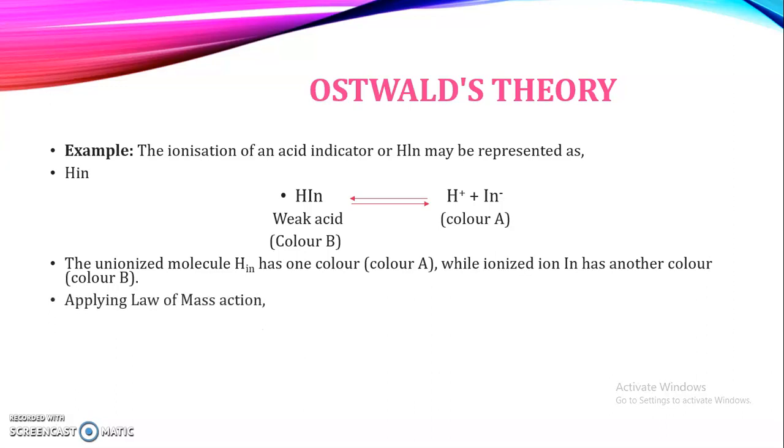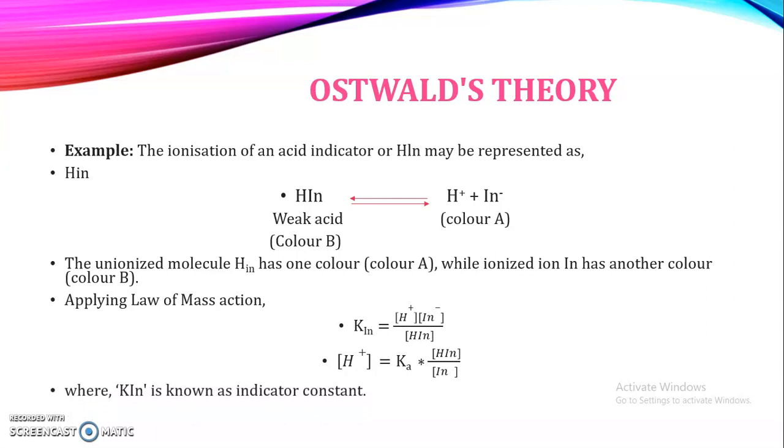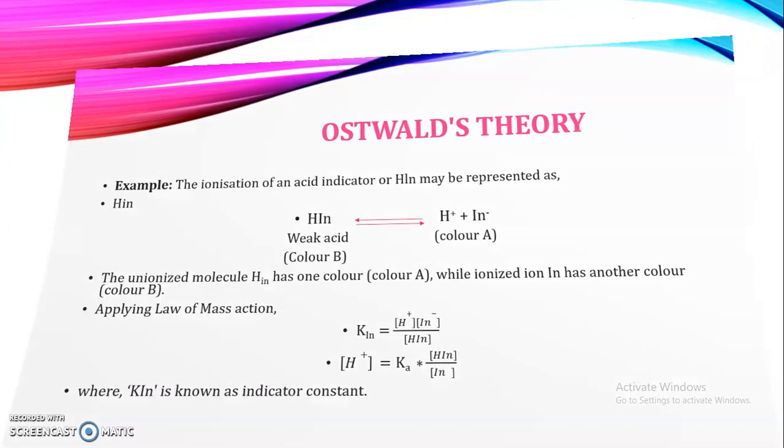Now for this reaction, if we apply the law of mass action, we will get K_in is equal to the concentration of H plus ion into the concentration of In minus ion divided by the concentration of HIn, that is the undissociated form. By rearranging this equation, we will get the value of the H plus ion concentration, that is equal to K_in into HIn divided by In minus ion, where K_in is known as the dissociation constant of the indicator.